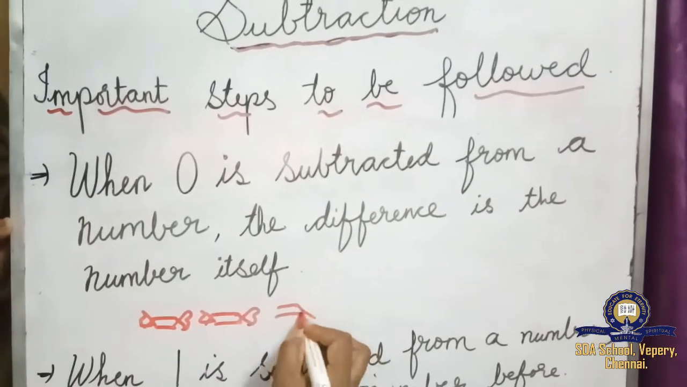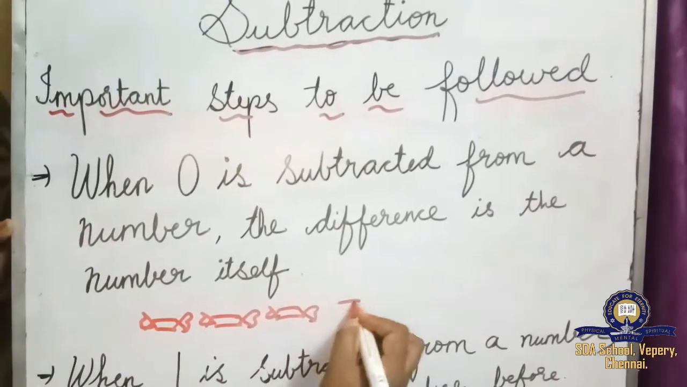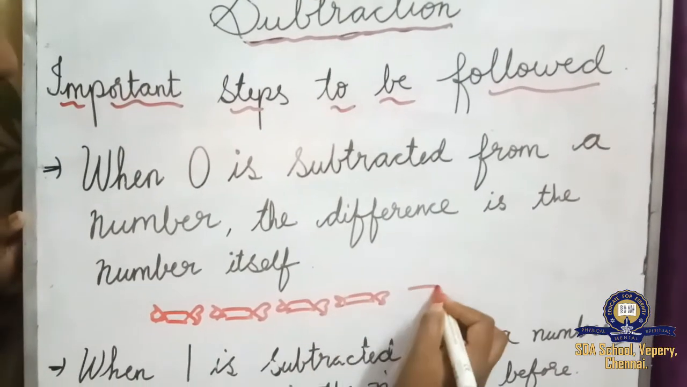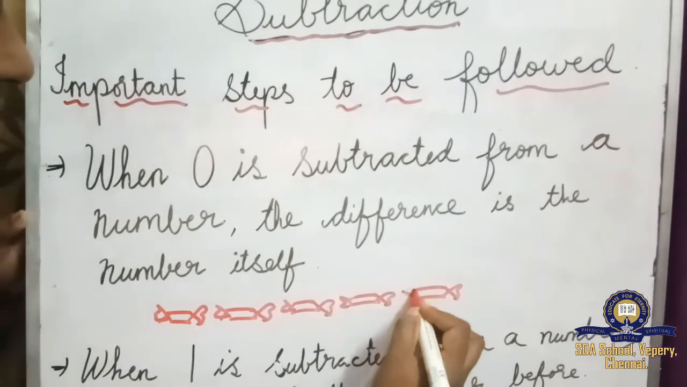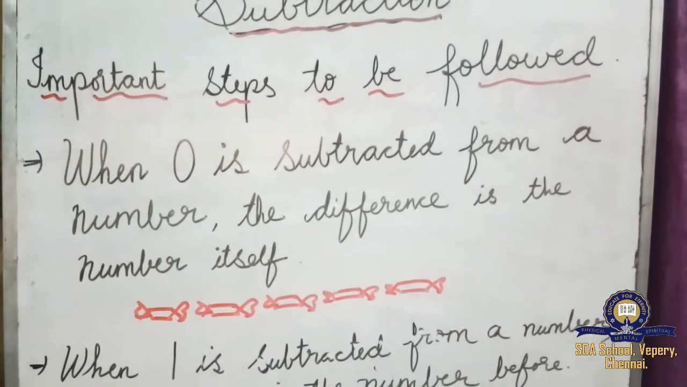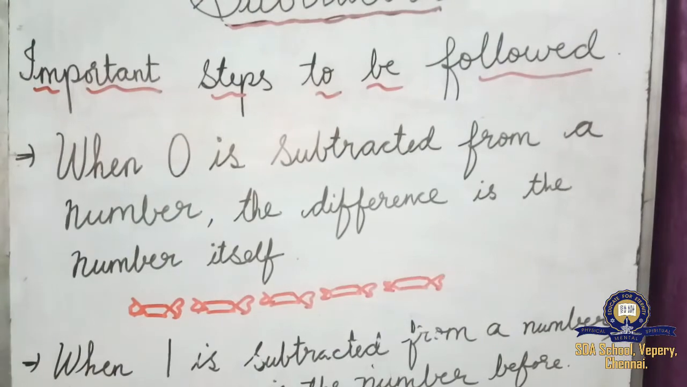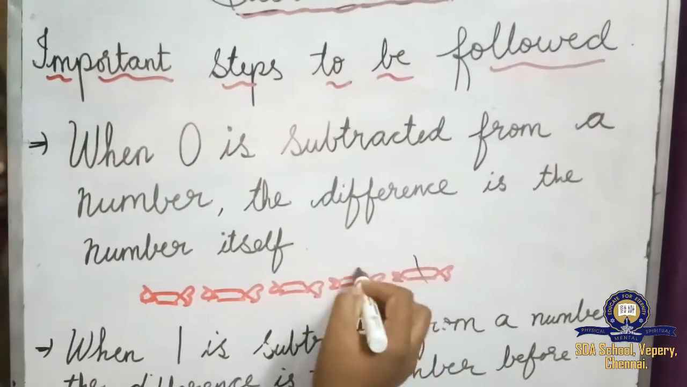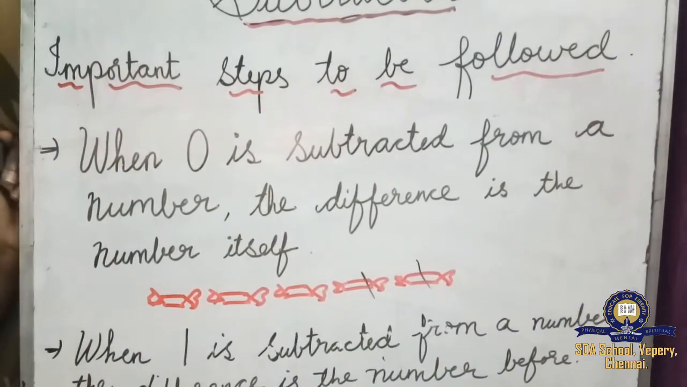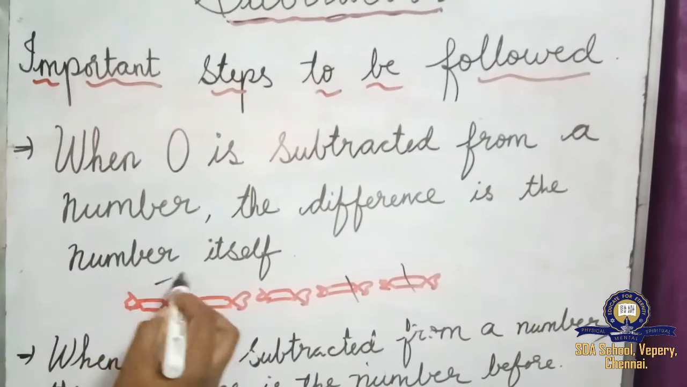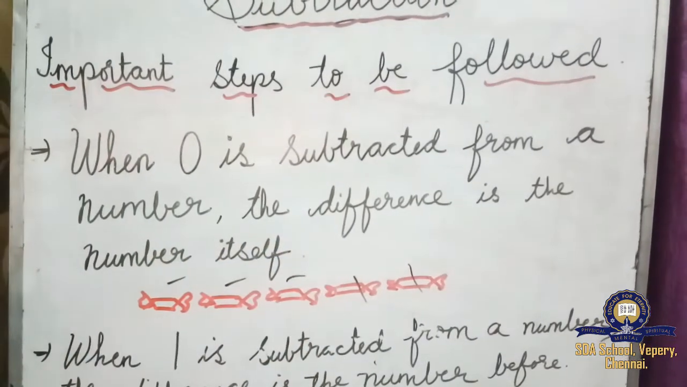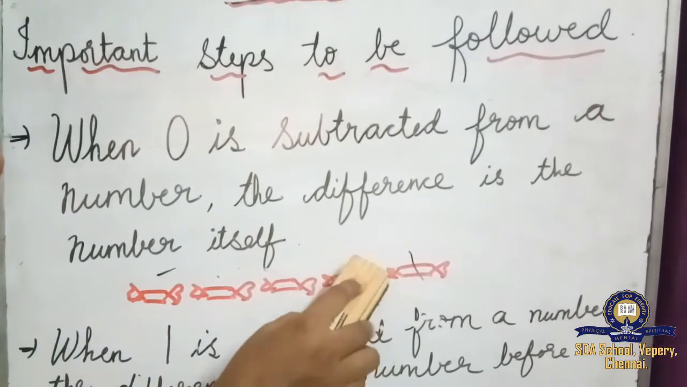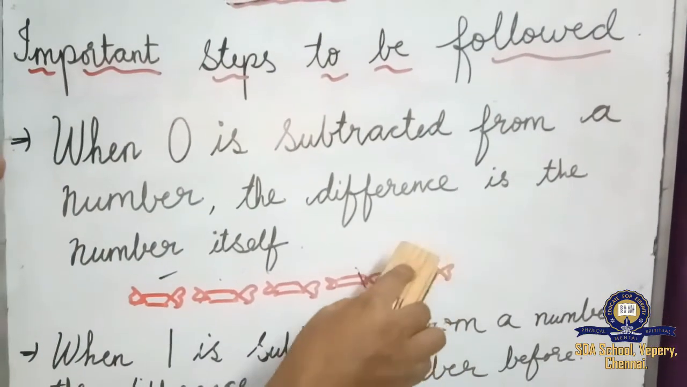Everybody loves chocolate, isn't it? The candies, yes. So think you're having 5 chocolates, and your mom says, give 2 to your sister. So you give 2 to your sister. So the remaining, how many chocolates do you have? You have 1, 2, 3. Okay, you have 3.